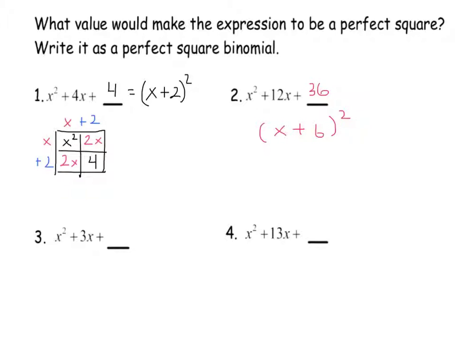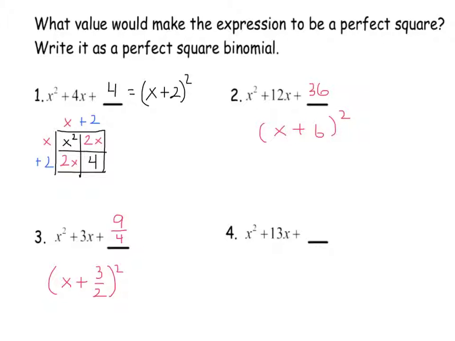If you prefer, you can still use the box for all of these problems. On question number 3, I am going to take half of 3x, which is 1.5x, or I can write it as a fraction, 3 over 2 x, into the two boxes. So 3 over 2 squared will give me 9 over 4. So my binomial will be x plus 3 over 2 squared. Again, you can fill out your box if you prefer it that way.